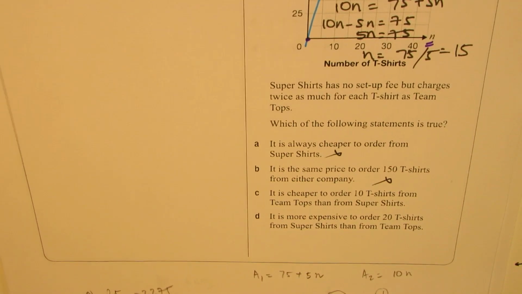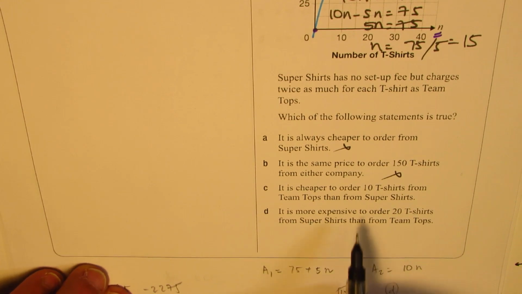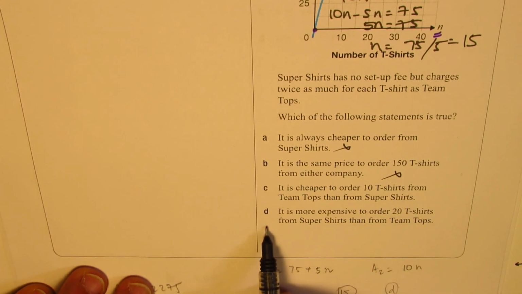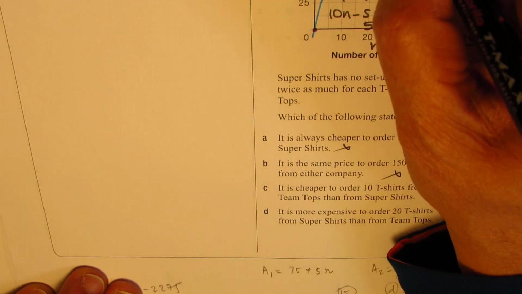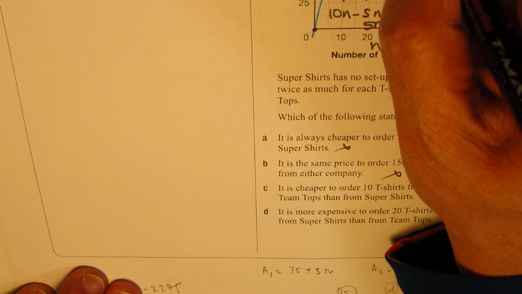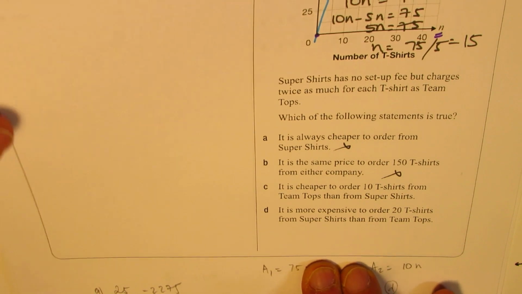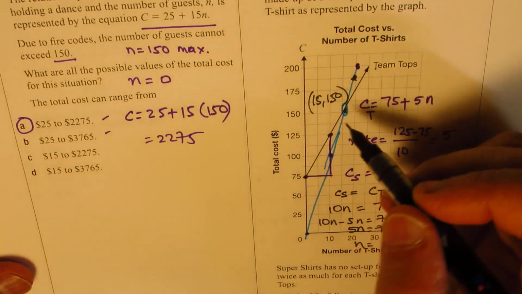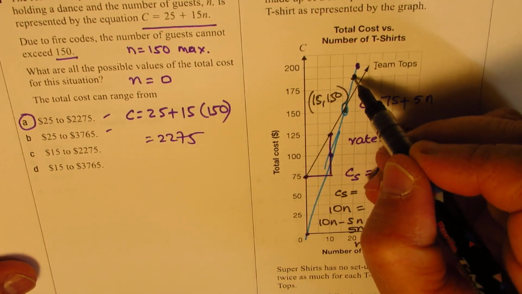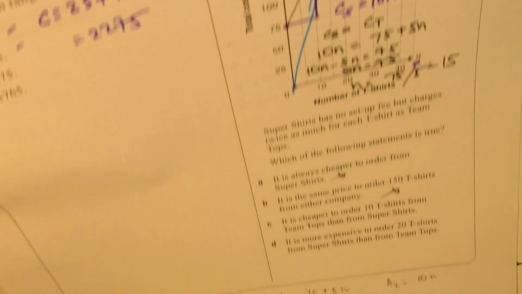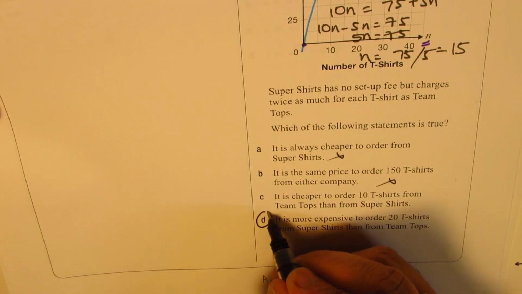The last option here is, it is more expensive to order 20 t-shirts from Super Shirts. 20 t-shirts. Yes, it is. For 20, this is much beyond, right? So for 20 shirts, we know this is more expensive, right? Therefore, option D is the right option.